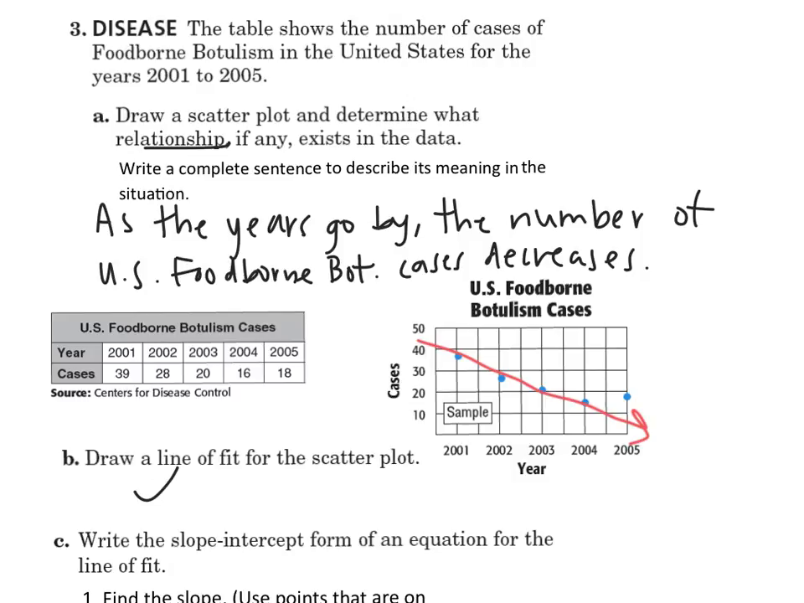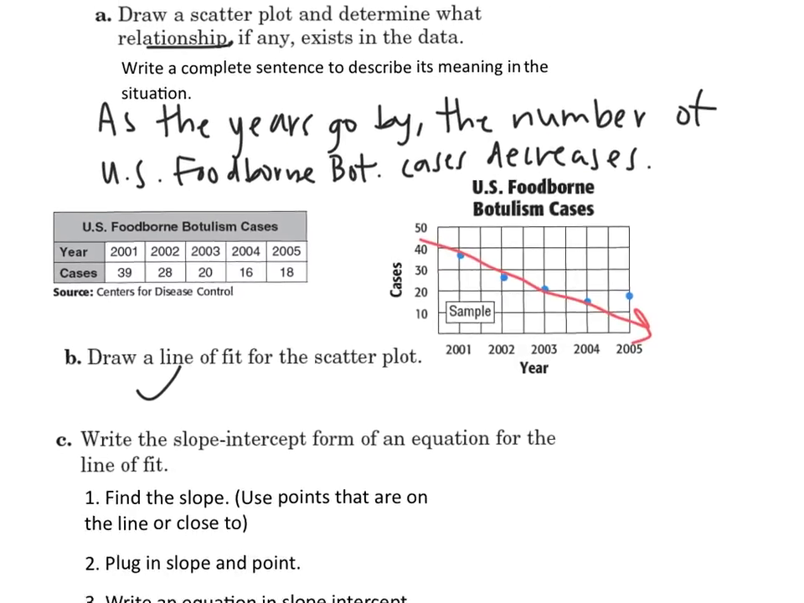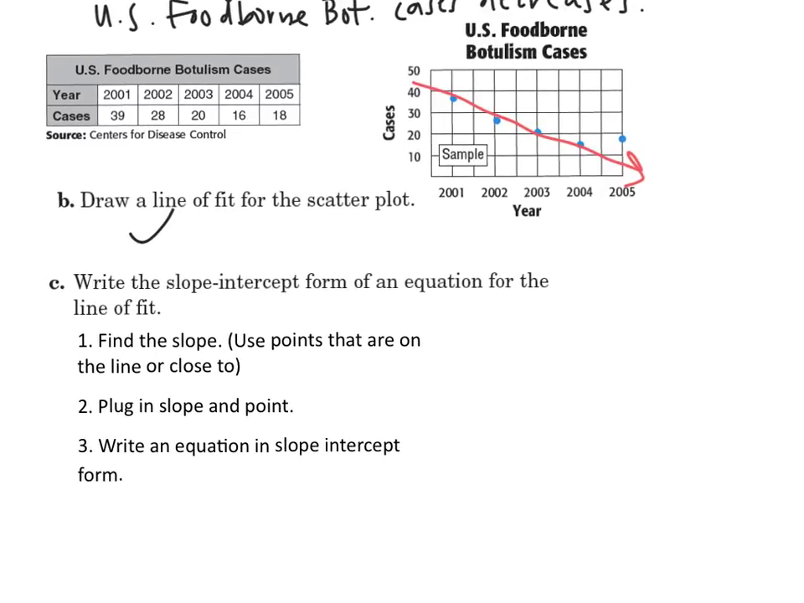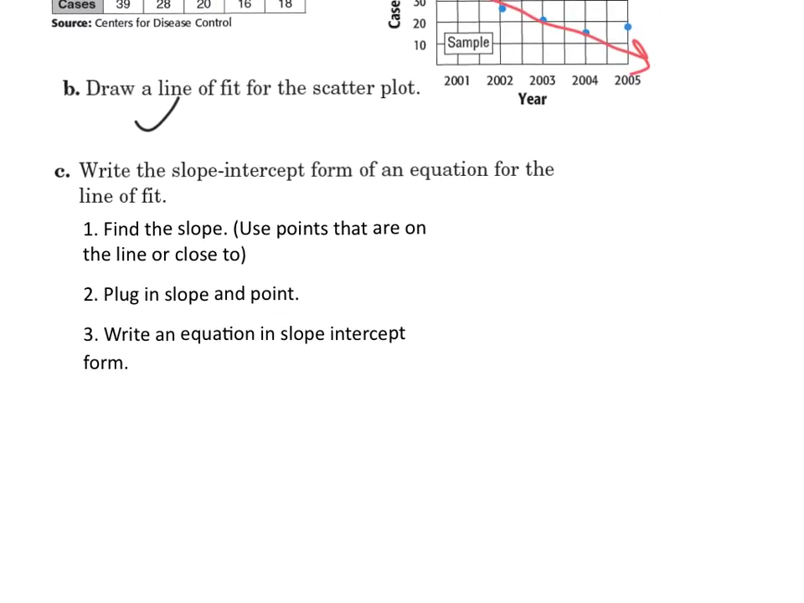So let's look at question C. Write the slope-intercept form of an equation for the line of fit. Here are the steps we are going to follow. Number 1, find the slope. Use points that are on the line or close to the line. Number 2, plug in the slope and the point. Number 3, write an equation in slope-intercept form.